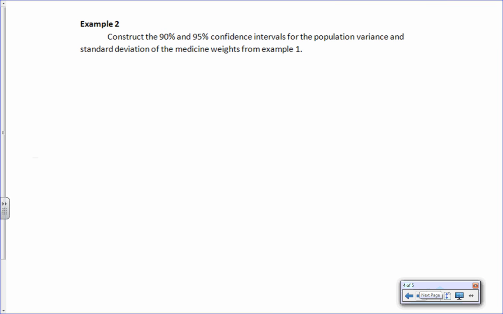So let's construct the 90% and 95% confidence interval for the population variance and standard deviation of the medicine weights from example 1. So what's n? Did that change in the span of the last 10 minutes? No. Wait, I wrote 10 for some reason, but it's 30.